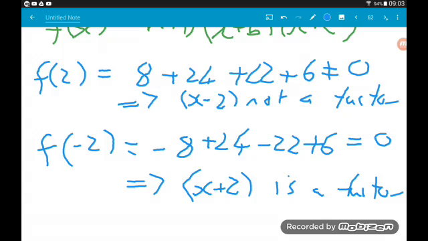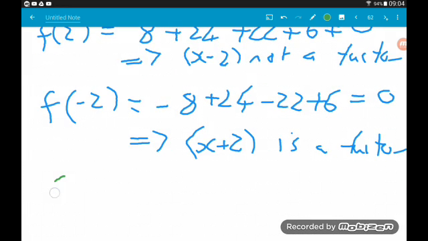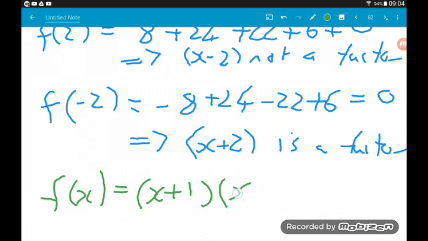So, up to here we can now write f of x as (x + 1)(x + 2)(x + c). But now instead of faffing around with the factor theorem, we can actually find the value of c quite easily.